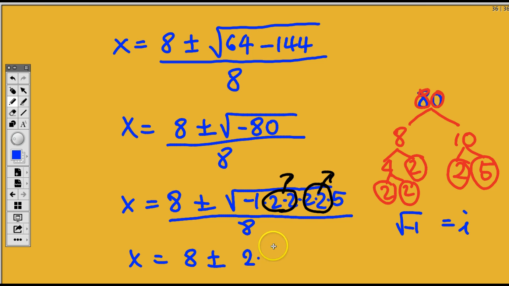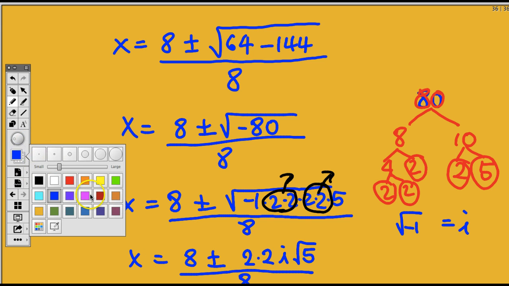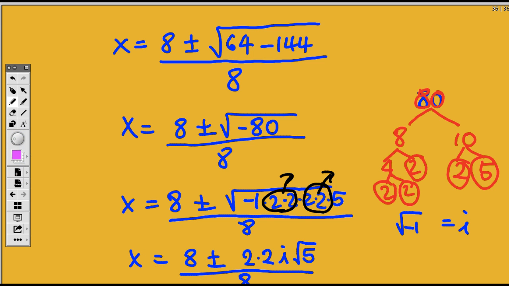So the group of 2 escaped as one of the 2's. The group of 2 over here escaped as another 2. The square root of negative 1 is an i, and that's going to be a square root of 5, right? And it's all over 8. And what we gotta do now is the heart. Remember that? Okay, so let me change colors. Pink. And then you do this side of my heart, and then you do that side of my heart, right?